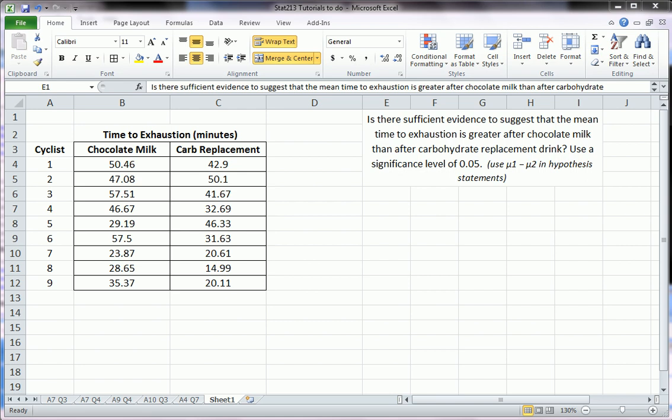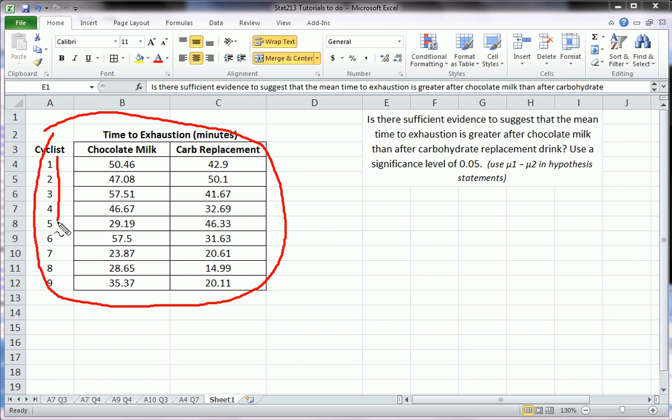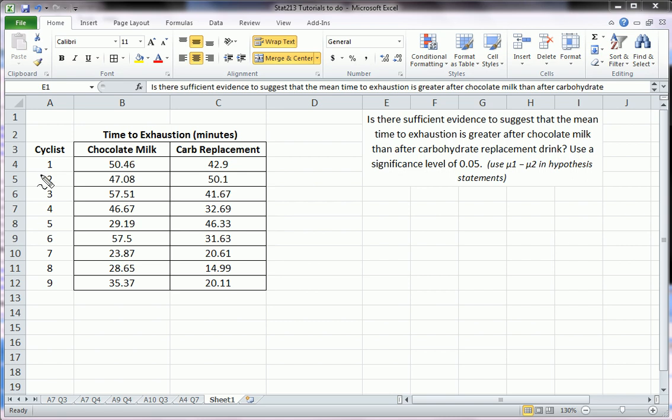Now, let's talk a little bit about the example that we have. This example right here, and here's the data, shows the time to exhaustion for 9 bicyclists after drinking chocolate milk and a carb replacement drink. So, for example, here's cyclist 2. Cyclist 2 was given chocolate milk, then rode his or her bike until they were exhausted, and it took 47.08 minutes till exhaustion. Then, perhaps on another day, starting fresh, they were given this carb replacement drink, and they rode their bicycle. That same cyclist rode his or her bicycle to exhaustion, and that took 50.1 minutes.